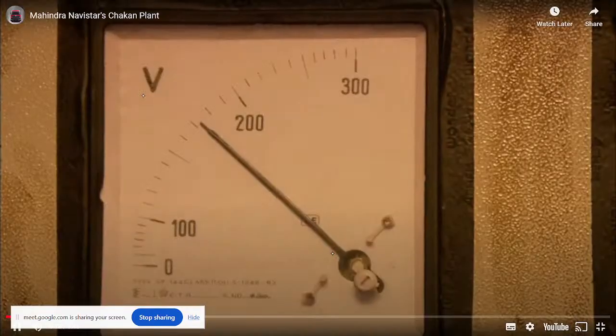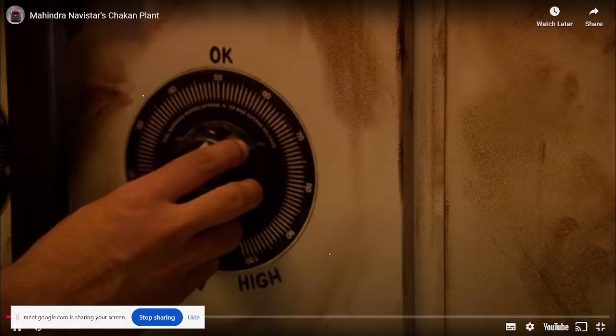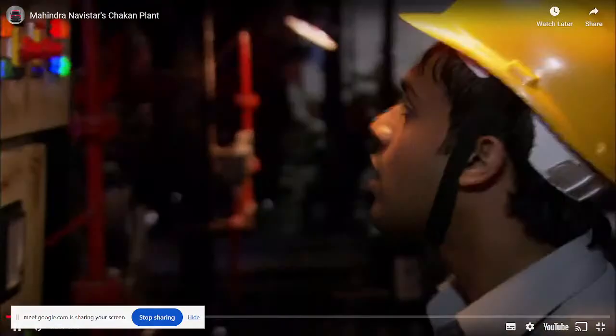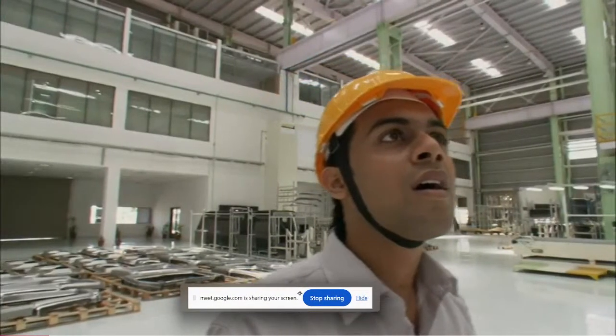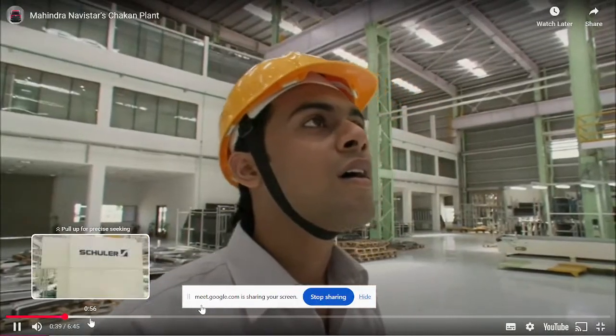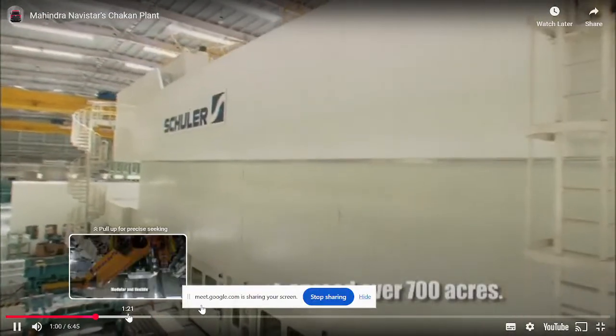So this is a plant of Mahindra Chakan regarding the manufacturing of trucks and buses. Okay. So it's not directly involving the assembly units and other things. It's completely showing the factory units and everything. Okay. I just want to scroll a bit. So this is one of the factories of Mahindra.